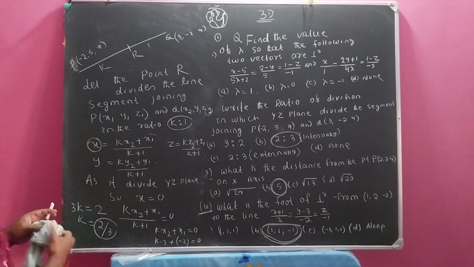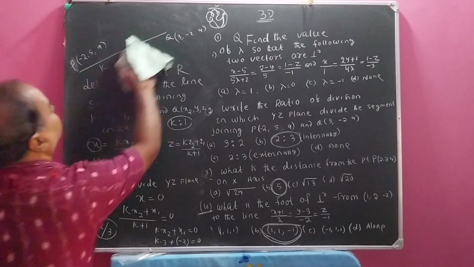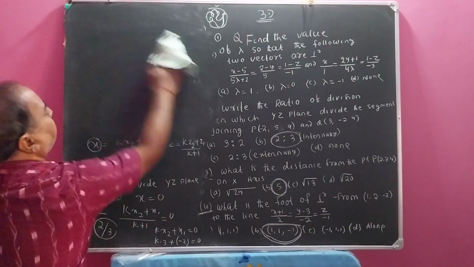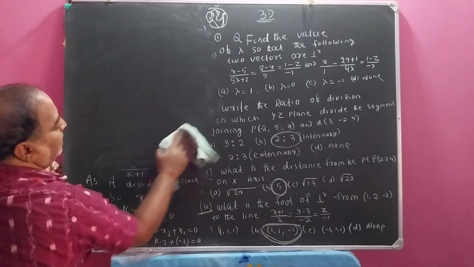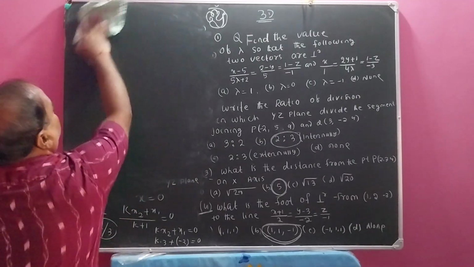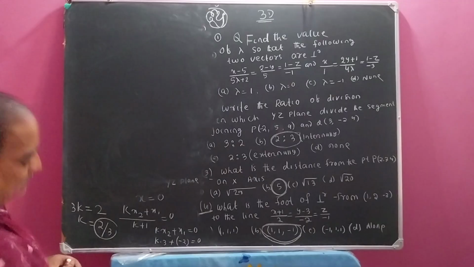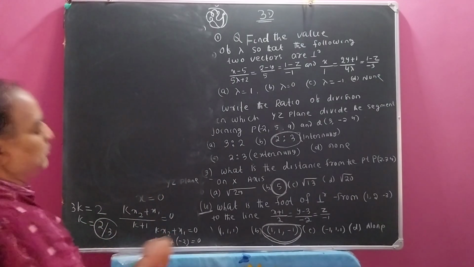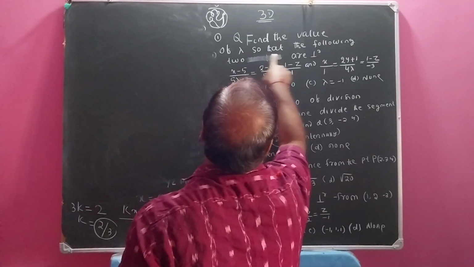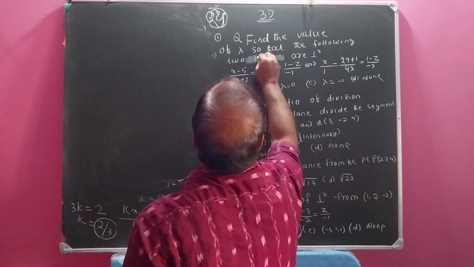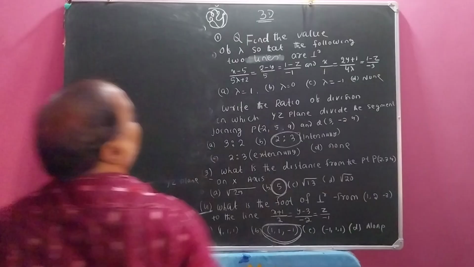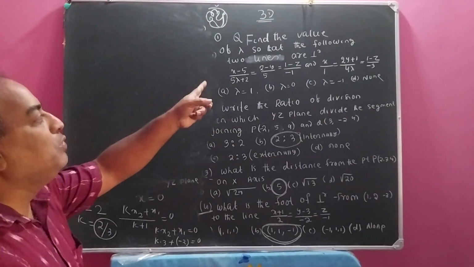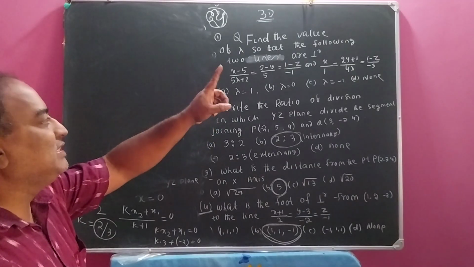Write down the last question of today's class. Find the value of lambda so that the two lines are perpendicular: (x minus 5) by (5 lambda plus 2), (2 minus y) by 5, (1 minus z) by minus 1.